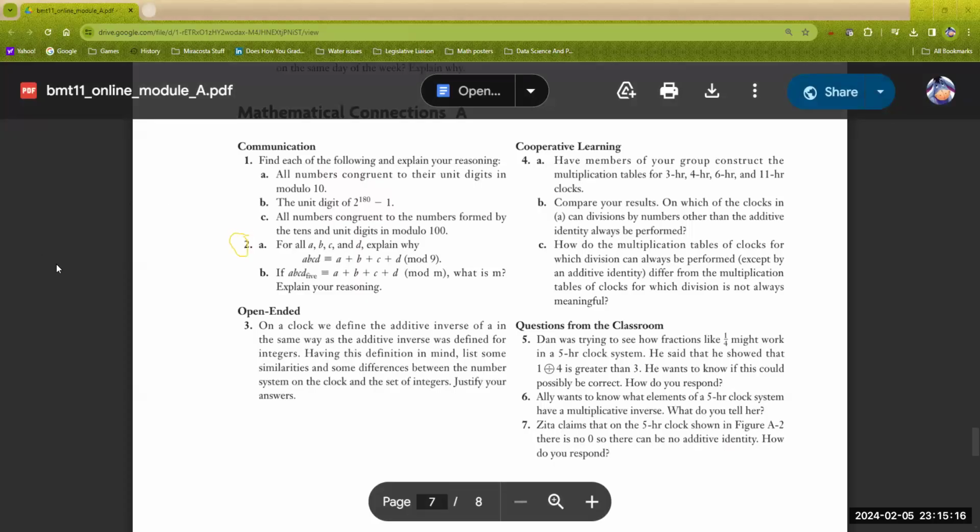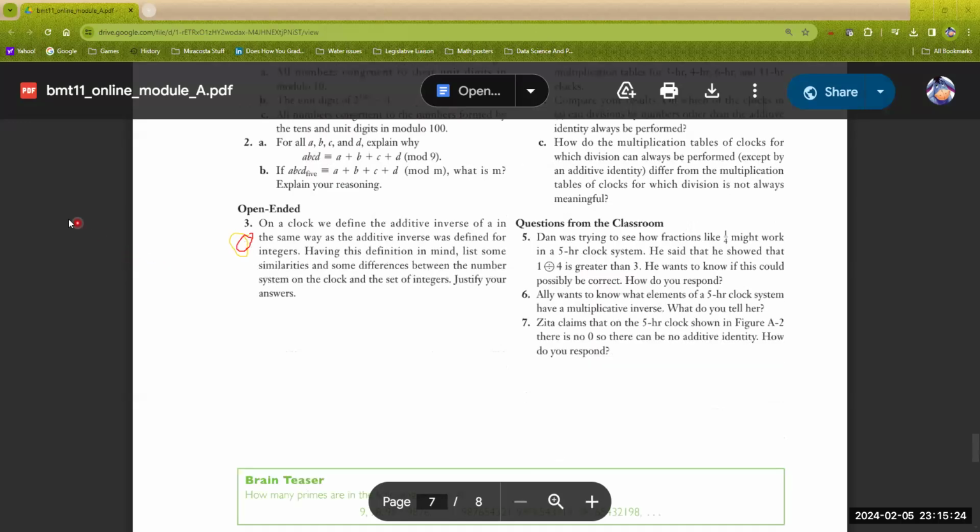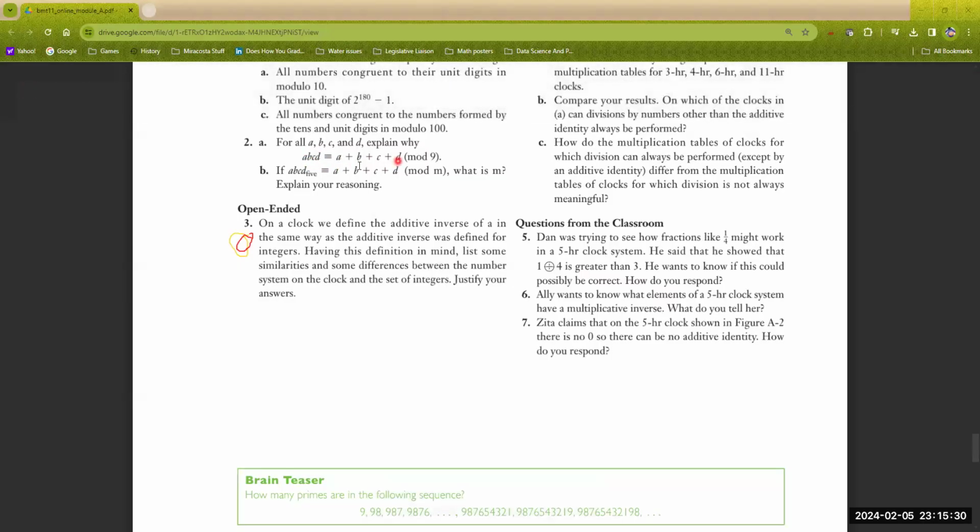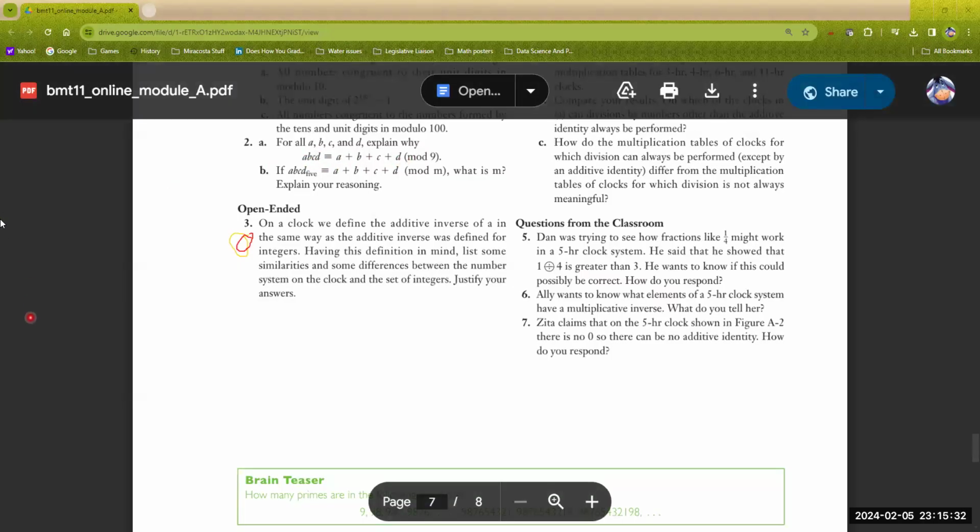Oops, bad color there, and I don't have my cool pen, so we get to live with this for a little bit. So we're trying to explain why ABCD in standard base 10 place notation is equal to A plus B plus C plus D mod 9. Now remember, this is mod 9. Well, let's take a look and see if we can figure this out.